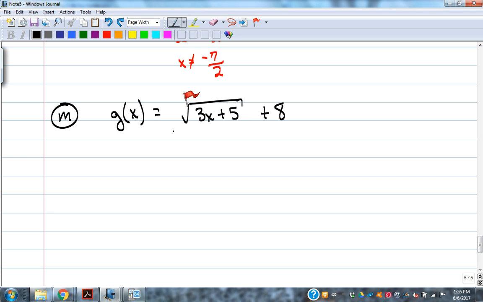So how do I work out the domain for that? I have 3x plus 5, and what do I do with it? Good job. Set it greater than or equal to 0. Perfect. And then I'm going to get rid of that 5. I'm going to have to subtract it because it's plus. And I'm going to divide by 3.